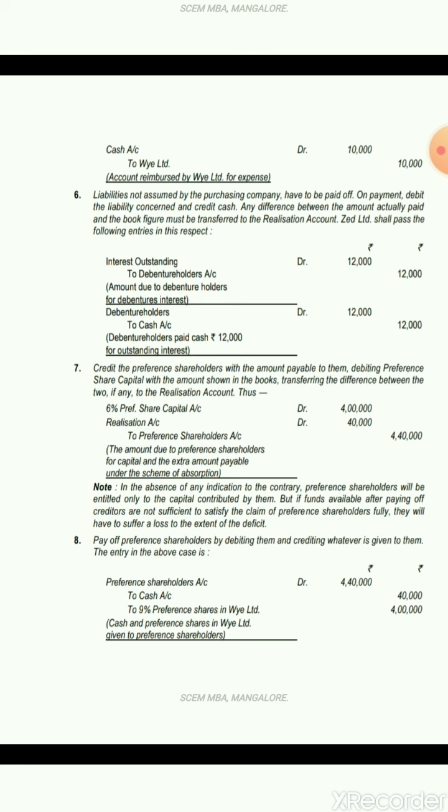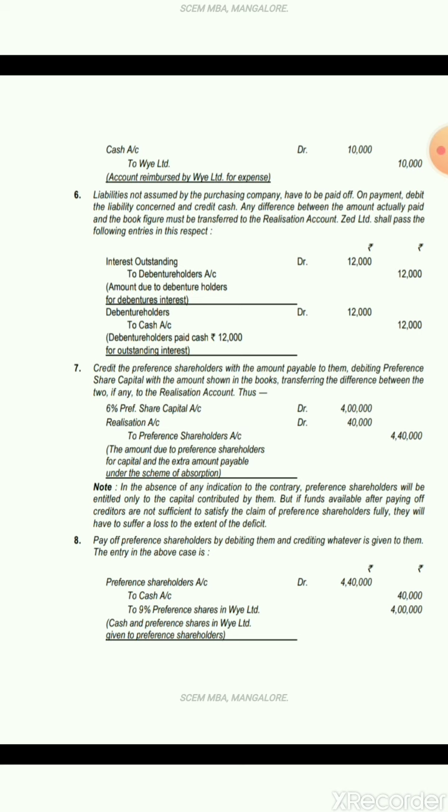And then the next entry is for making the payment. So what is the entry for making the payment? Debenture holders account debit to cash account. Otherwise you can just state one entry, that is interest outstanding account debit to cash account. Even this could be done. Instead of passing two entries, you can pass only one entry, that is interest outstanding account debit to cash account. But it is always better to pass both the entries. One is for due and one is for payment.